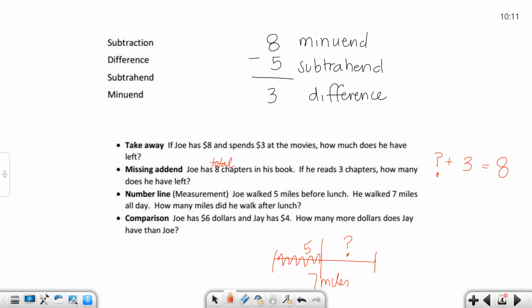And lastly, you have comparison. Joe has $6. Jay has $4. How many more does Joe have than Jay? And so that's comparing 2 different quantities, and that's the comparison method. Okay, so they're going to ask you a couple of those in your quiz this week, and it's not going to ask you the answer's 5, it's going to ask you which method did they use.